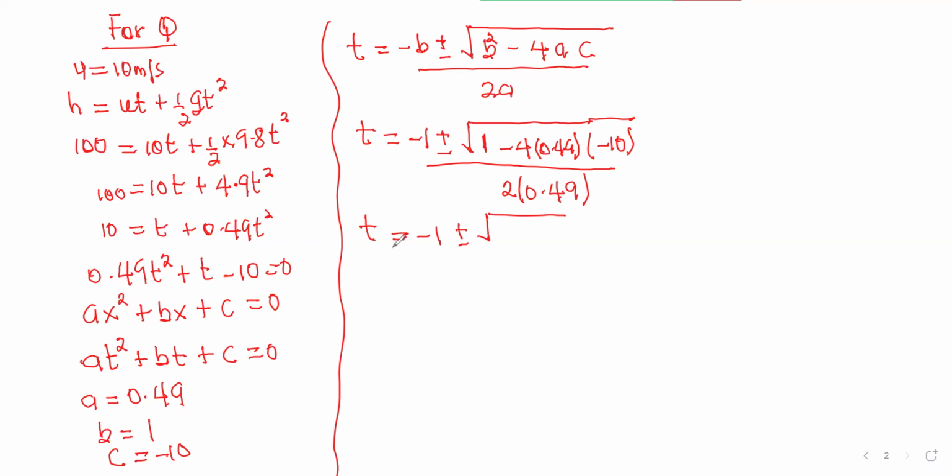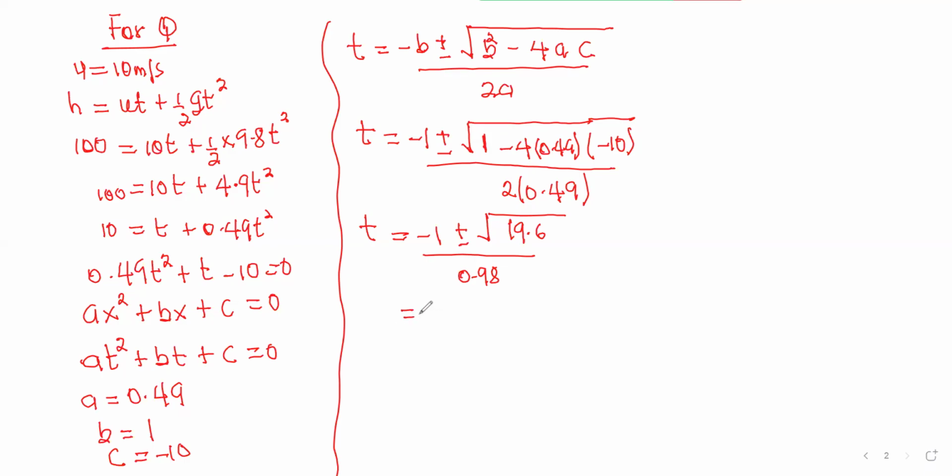Under the root sign, we'll have 4 times 0.49 times 10. Do that for me. Don't forget we'll have positive 19.6. Okay, so we have 19.6 under the root sign, all divided by 2 times 0.49, which is 0.98.